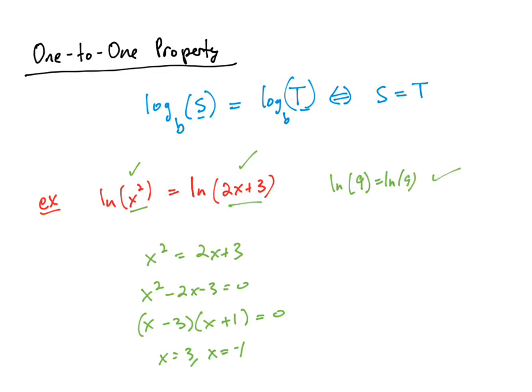And then let's plug in negative 1. I plug in negative 1 in for x and square it. I get positive 1, so I get ln of 1. And then on the right-hand side, when I plug in negative 1, 2 times negative 1 is negative 2, plus 3 is positive 1. So that is also good to go.